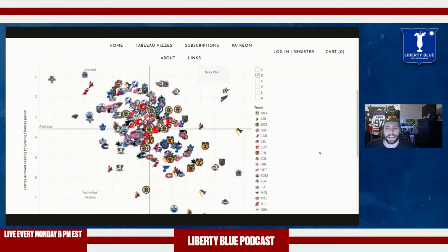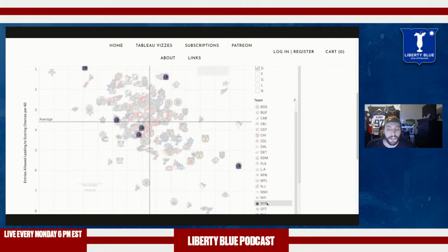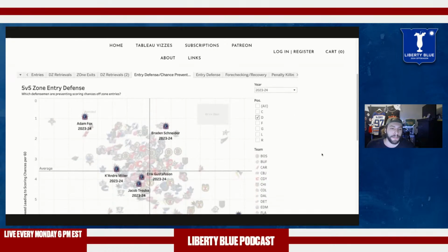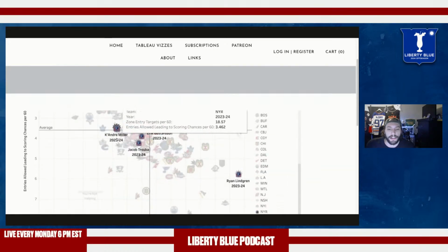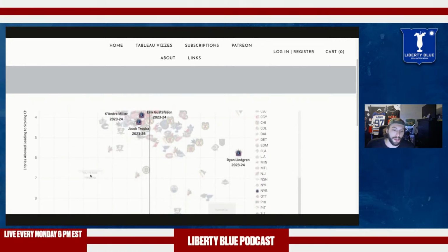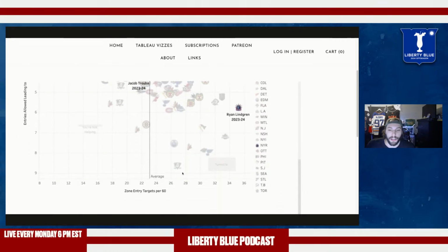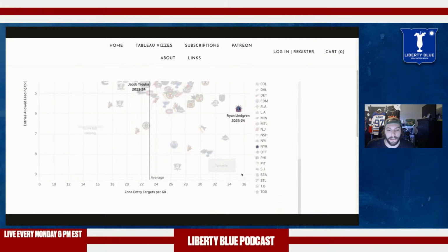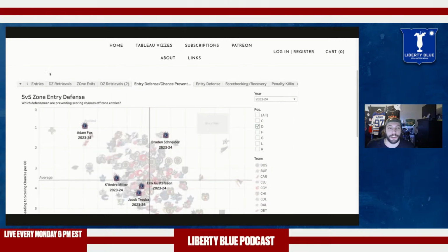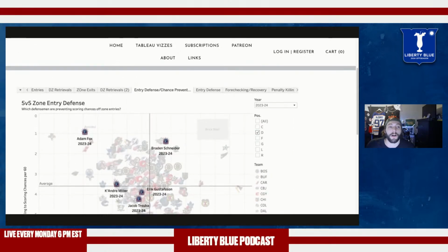We'll talk about entry defense, which is something that Lindgren historically has been pretty good at. You look at the X and Y axis, entries allowed leading to scoring chances. So the closer you are to the bottom, the worse. The more over to the bottom right, you are getting targeted more, which means teams are going to target you when they're entering the zone, where they're gaining the offensive zone, going through the neutral zone. They're going to Lindgren's side of the ice, not Fox.